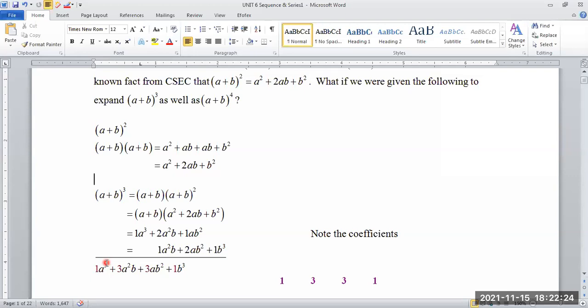Look at what we have. I'm adding like terms. There's only one a cubed, so I write it back.